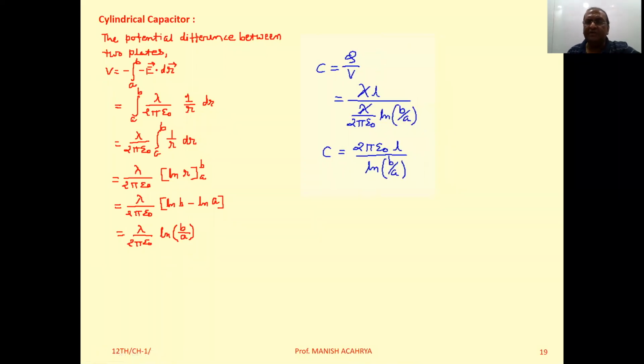Now as per definition, capacitance C is Q by V. Now Q is lambda into L, because the length of the cylinder is L, and the linear charge density on the cylinder is lambda. And substitute the value of V, that is lambda upon 2 pi epsilon 0 ln b upon a. Lambda lambda cancel. So finally you will get the capacitance C equal to 2 pi epsilon 0 L upon ln b by a. Clear to all of you?